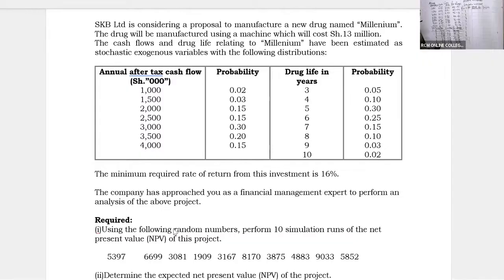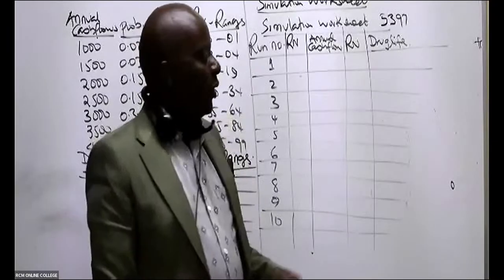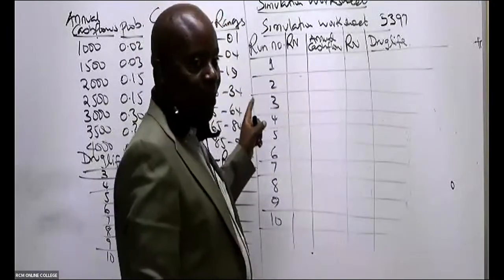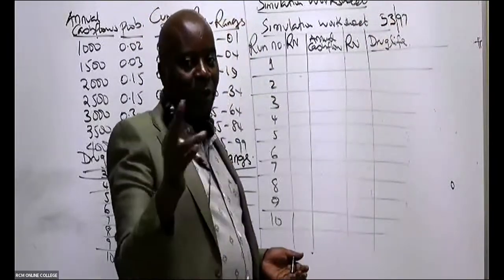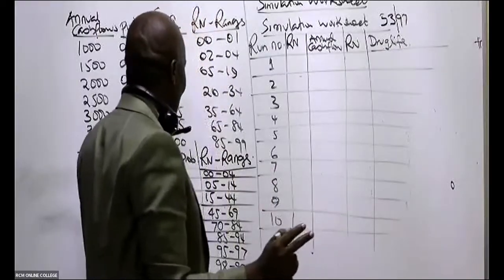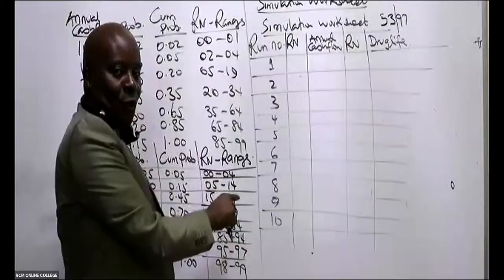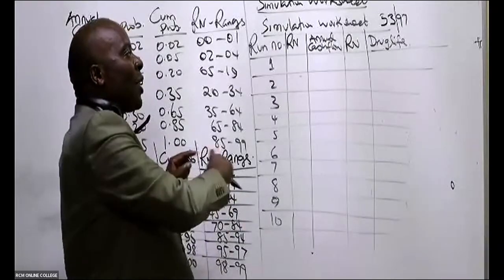This is a number which has been given there, so huge, 5397. This 5397 has 4 digits, and the 4 digits cannot fit here. These are 2 digits. So what we're supposed to do is dissect this and subdivide it into 2 digits, because our decimal places were 2. And remember, we are doing one run until we complete.